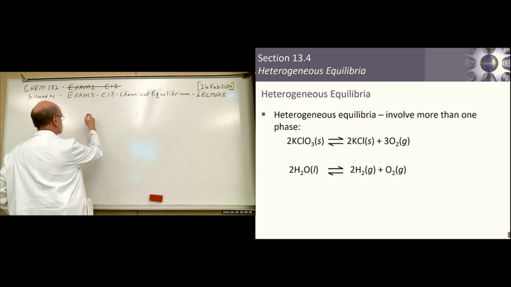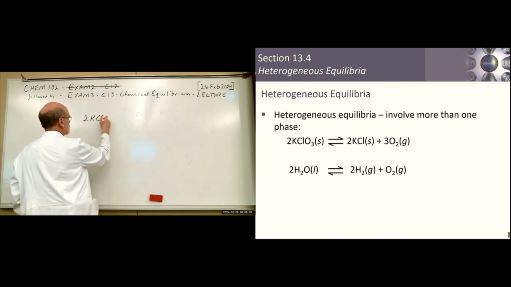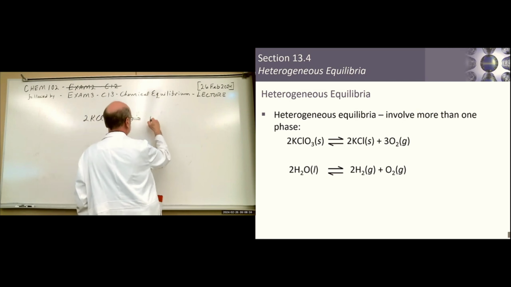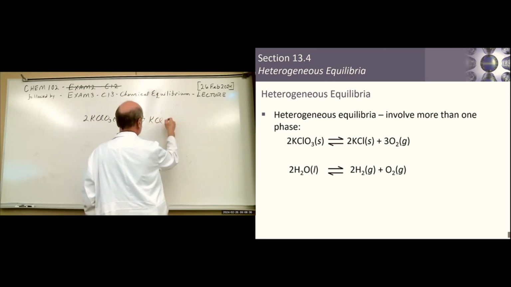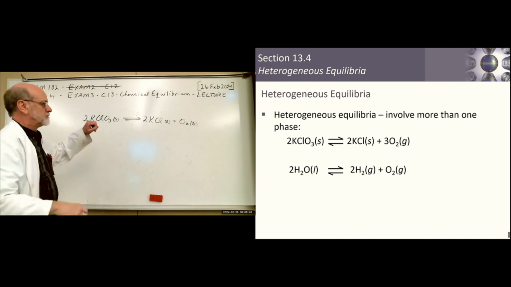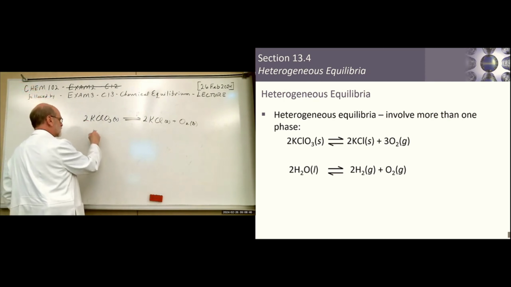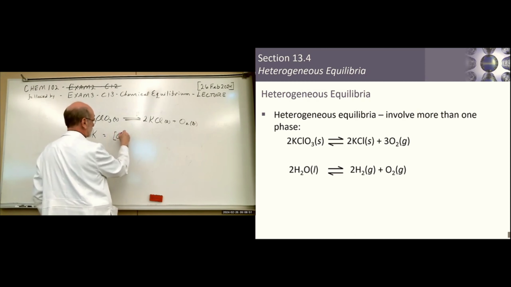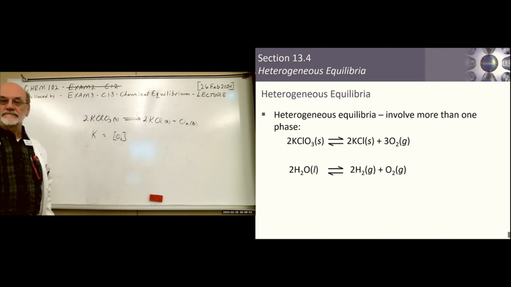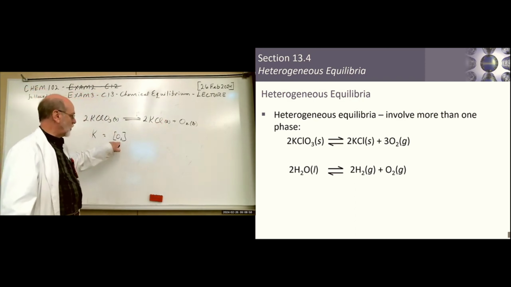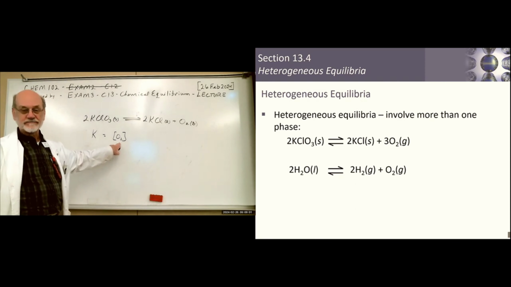For this reaction, let's go ahead and put this one up here. Potassium chlorate solid is in equilibrium with KCl solid, and this is 2, plus oxygen gas. The equilibrium expression for this one is going to be just that, because that's a solid and that's a solid. This is the only one that will change its concentration.